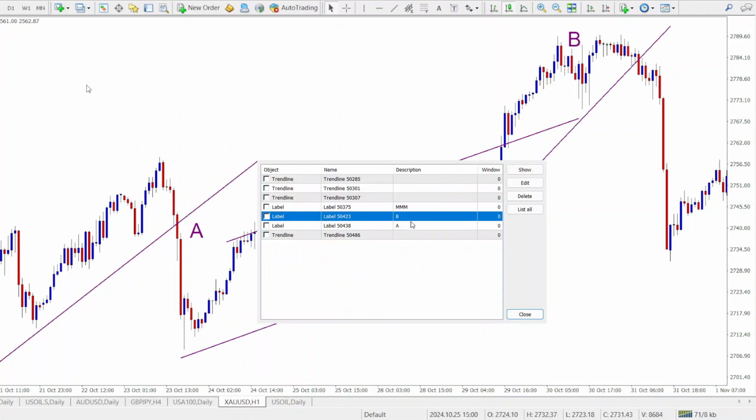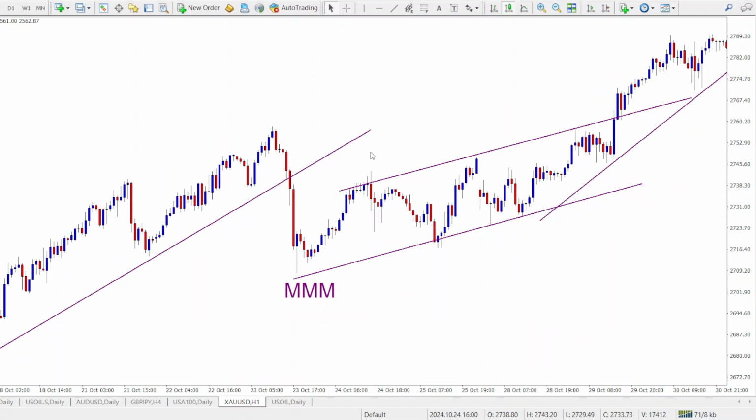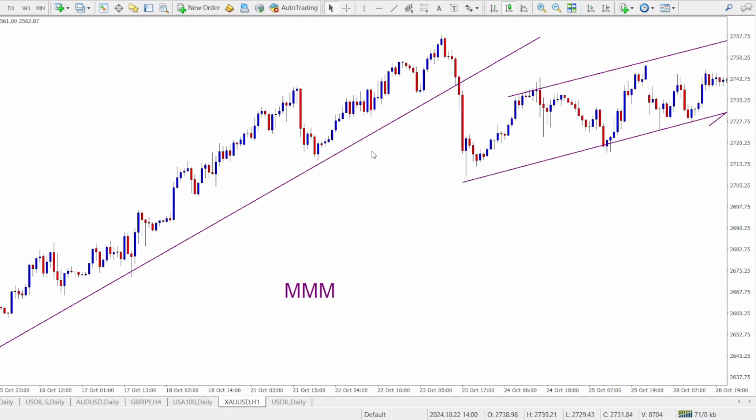All right. So let me just get rid of this and this. Now, let us break down the three phases of the market makers method. Understanding these is key to spotting their movements.